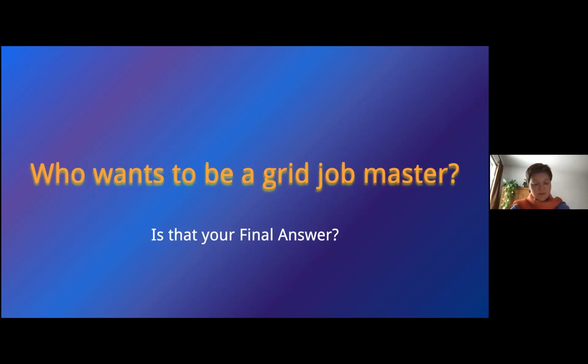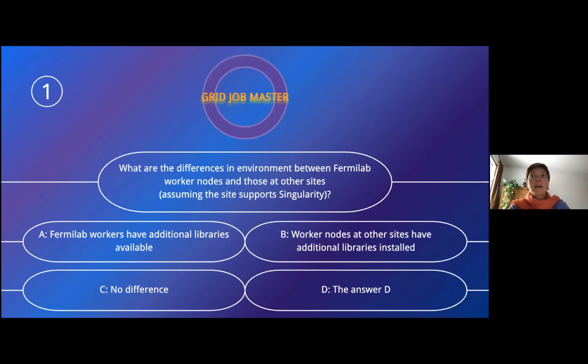Who wants to be a grid job master and avoid Ken Herner some headaches? Okay, question number 1. What are the differences in environments between Fermilab worker nodes and those at other sites, assuming the site supports singularity? Is it Fermilab workers have additional libraries available, or worker nodes at other sites have additional libraries installed? No difference. The answer is C. Ken, you want to comment?